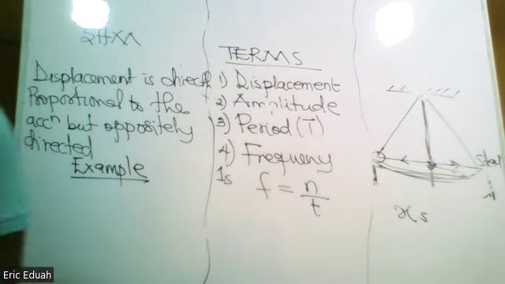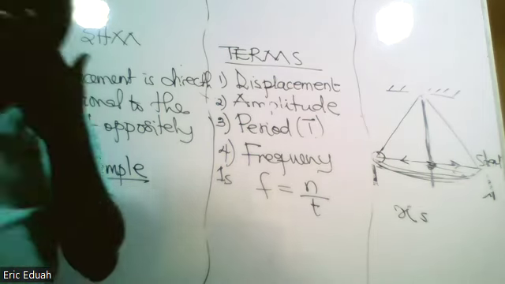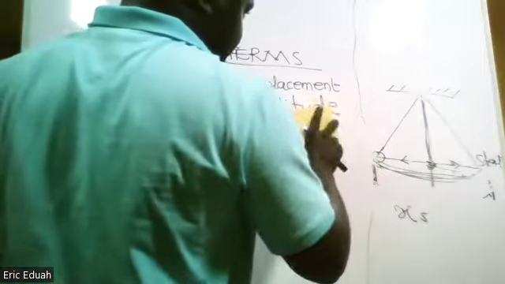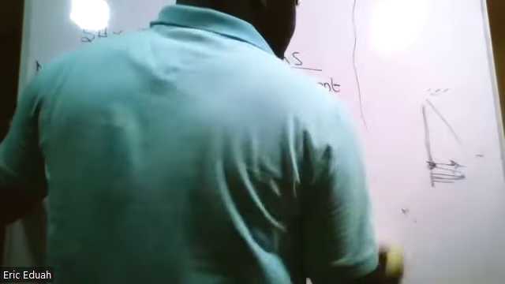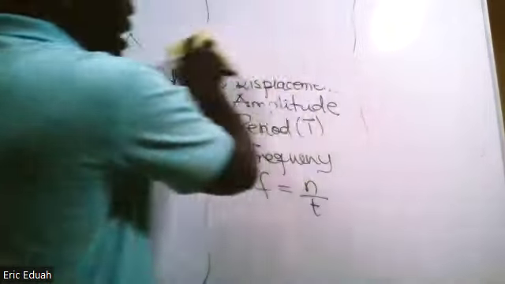All right. So that's it. Now, there is a very important relationship between a body executing simple harmonic motion and a body in circular motion. We'll be applying this relationship in our study of SHM so much. So let's look at that relationship between a body executing simple harmonic motion and circular motion.